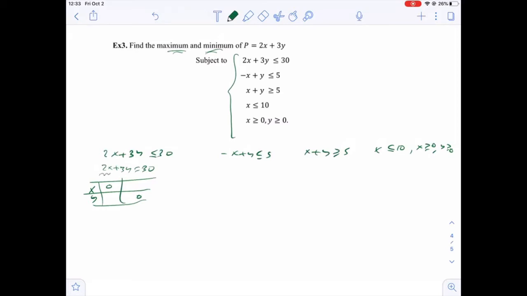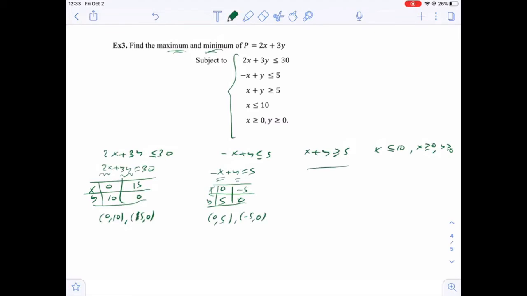When x is 0, y equals 10. When y is 0, x is 15. So the 2 points are 0, 10 and 15, 0. And for the second one, negative x plus y equals 5. So we choose x equals 0. When x equals 0, y equals 5. When y equals 0, x equals negative 5. So the 2 points are 0, 5 and negative 5, 0.